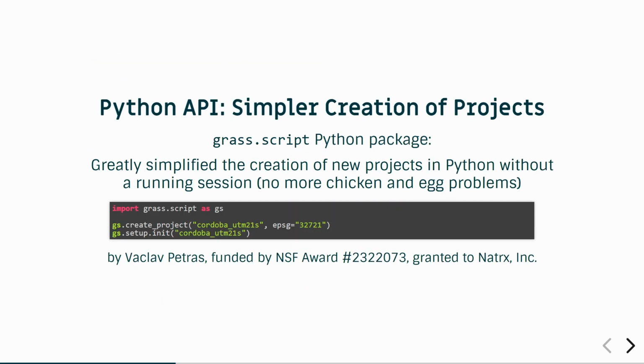And with that, we also made it much simpler to create projects in Python. We had sort of a chicken and egg situation where you first had to create a project, and only then you could use the fully featured Python API. But now you can create a project and then tell Grass which project you want to use.